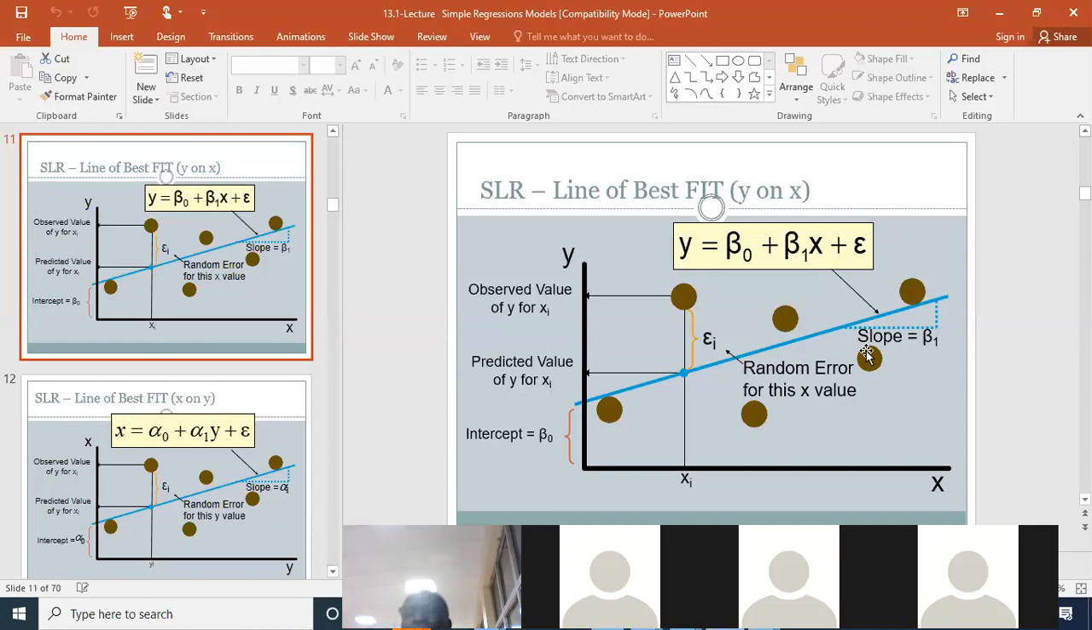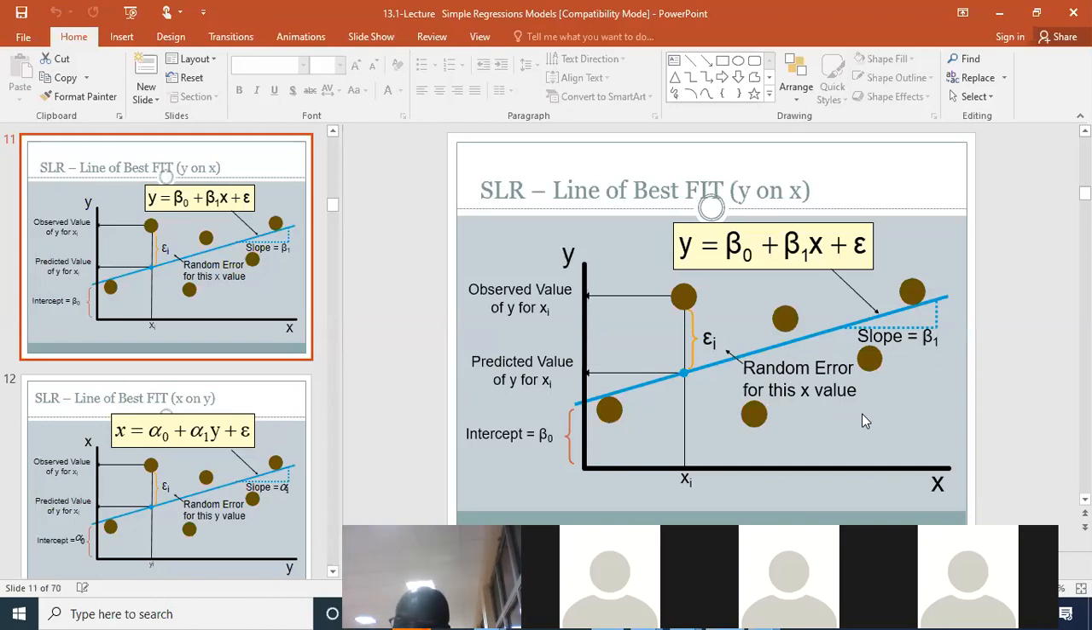Some of them will be above the line, some of them will be below the line. If this is the line of best fit, and you add all the error terms, all the differences, what will they total to? Zero. If this is the best line, they are therefore called random error terms.